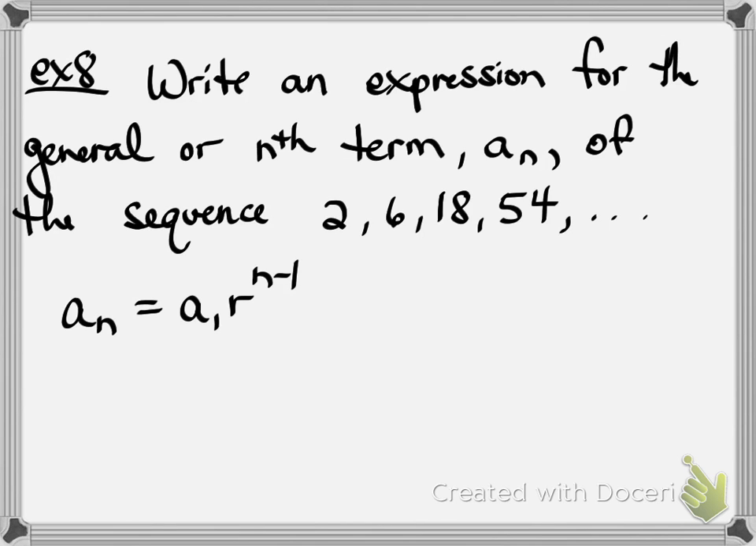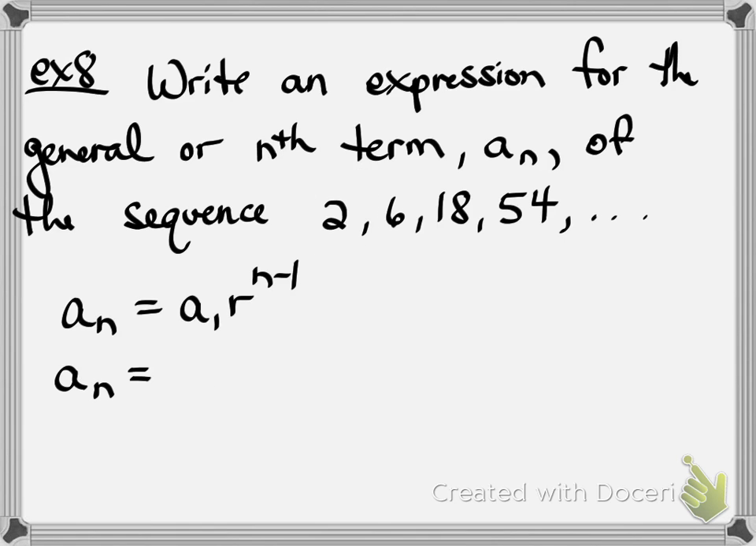And as we try to work through it, we don't know what n is. It's our variable. It stays at n. A sub 1 is the first term, and that's this right here. That's our first term in our sequence. R we've got to figure out.